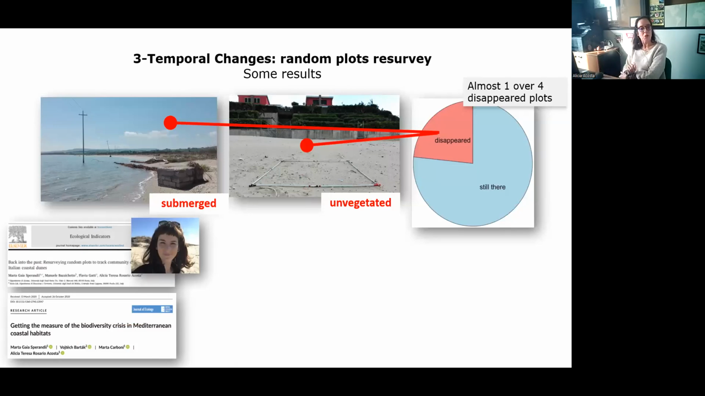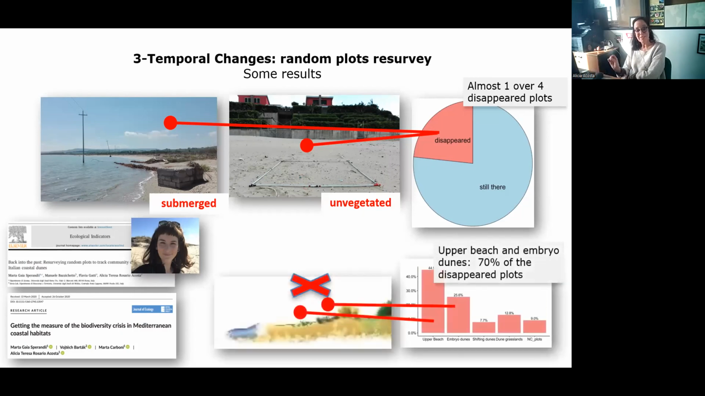We found that almost a quarter of plots disappeared. This means that when we went to relocate the plot, we couldn't find it because the site was completely unvegetated or submerged by the sea. About 70% of the disappeared plots belong to the upper beach or embryo dunes communities. This is the first part of the coastal zonation I said before. And note that these results were obtained only 10, 15 years after the first survey.